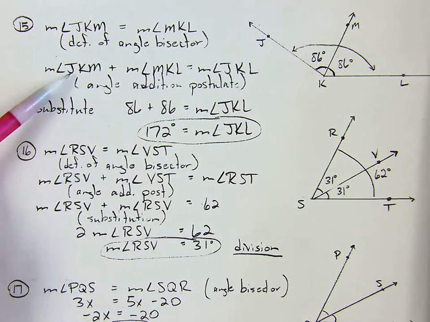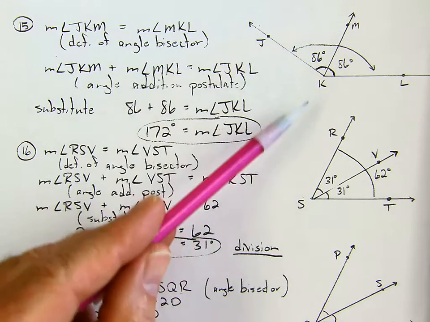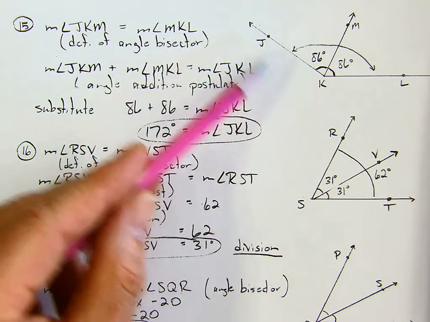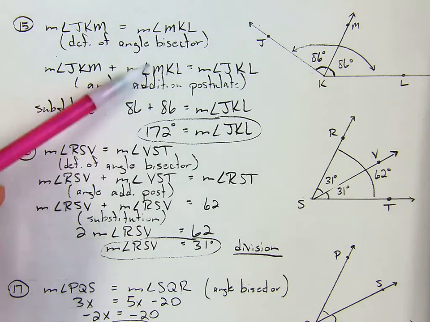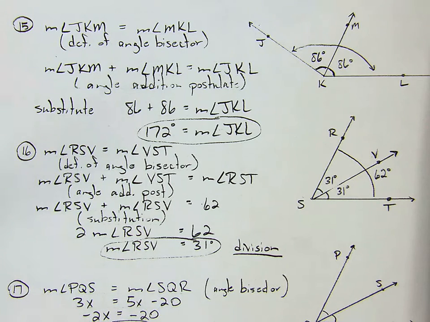And then we know that JKM plus MKL is equal to JKL, the big angle. That's angle addition. So just substituting in their measures, 86 plus 86, the measure of angle JKL would be 172. 86 and 86 is 172.